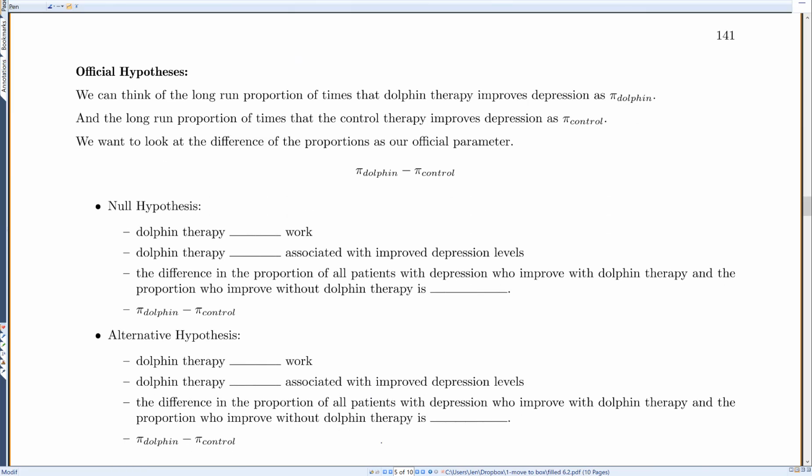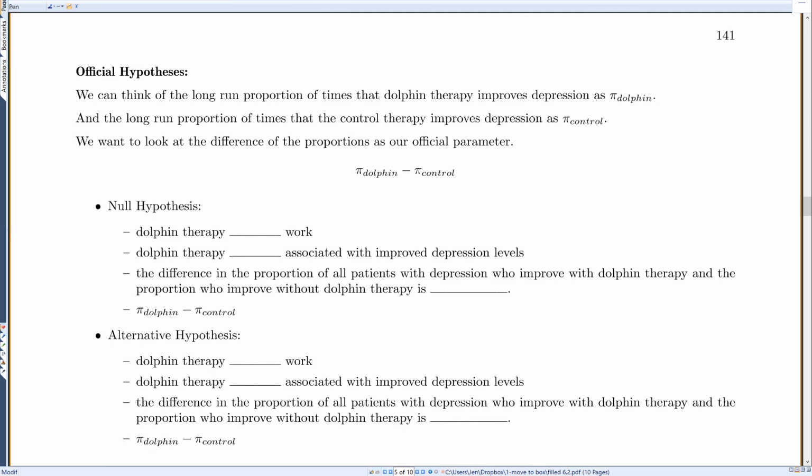Okay, let's see how we would do our official hypotheses. So we can think of the long run proportion of times that dolphin therapy improves depression as pi with dolphin written by it. Okay. So pi, remember that was our population proportion. So this is my population proportion for everyone in the dolphin group. Or you can think about it as a long run because it's for anyone that might have depression, not just like one set population. And the long run proportion of times that control therapy improves depression as pi control.